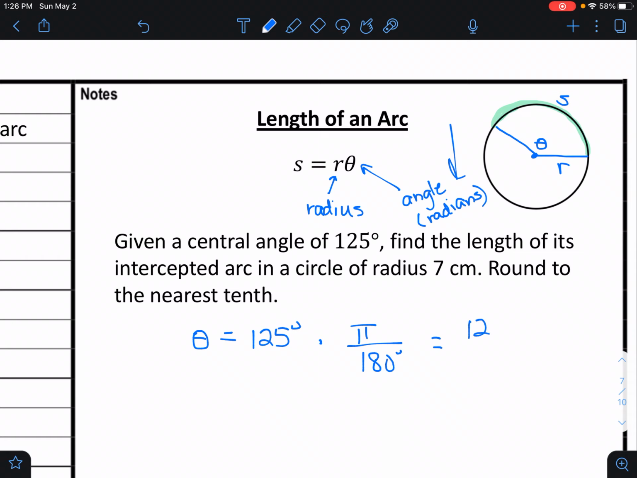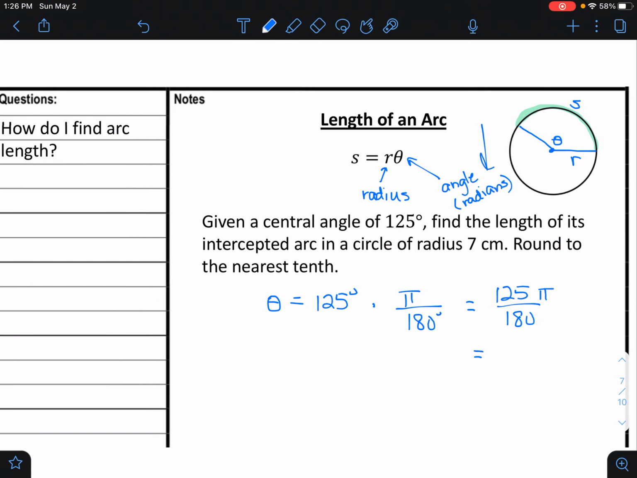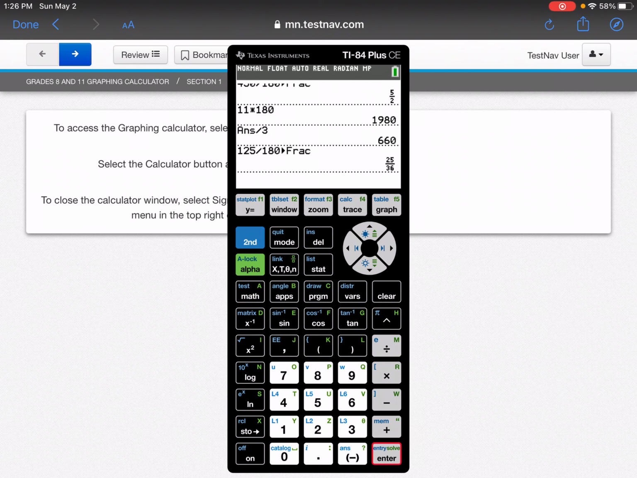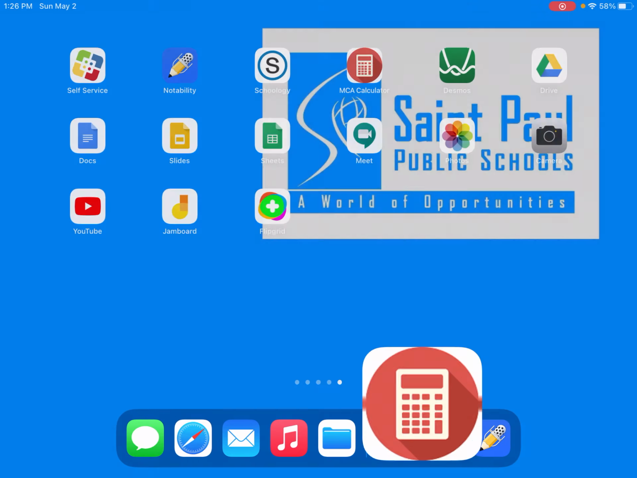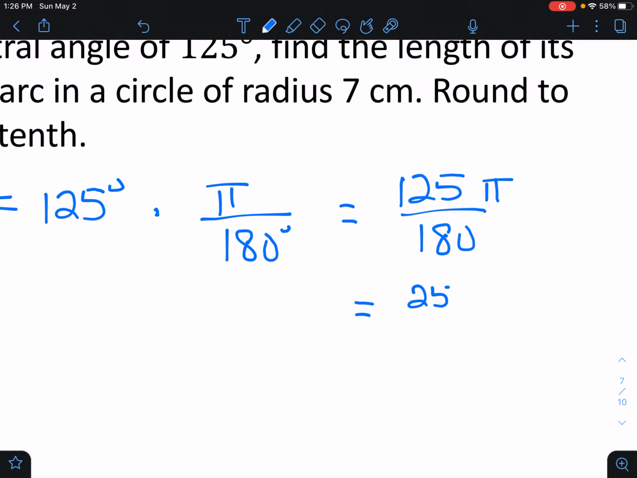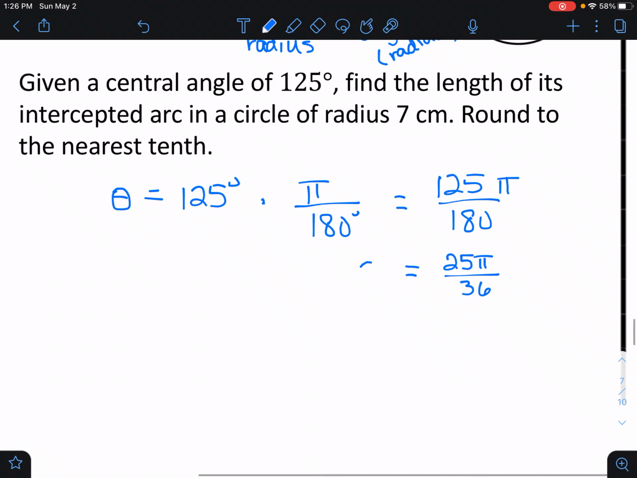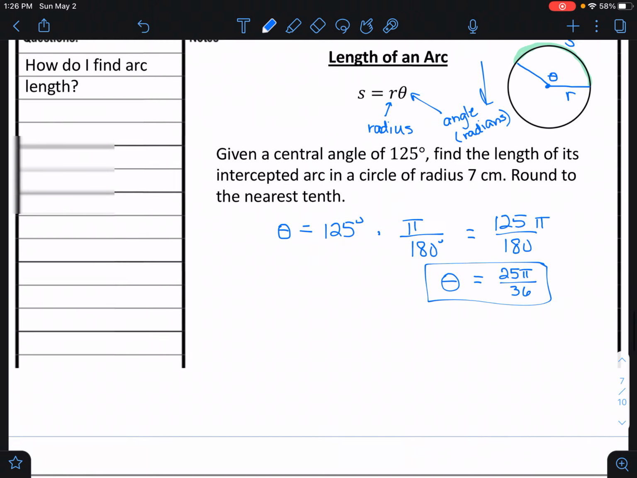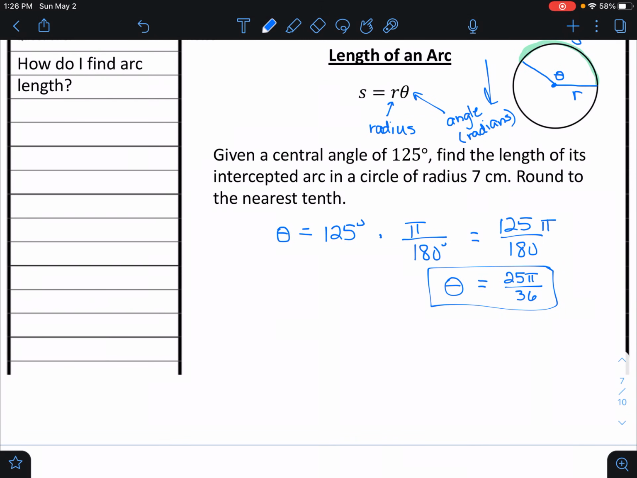So I would have 125 over 180. I'm going to reduce that. So I'm going to go to my calculator and go 125 divided by 180, Math. You get 25 over 36. So this would be 25 pi over 36. So that's what I'm going to use as my new theta, same as the degrees, but for this formula it has to be in radians.